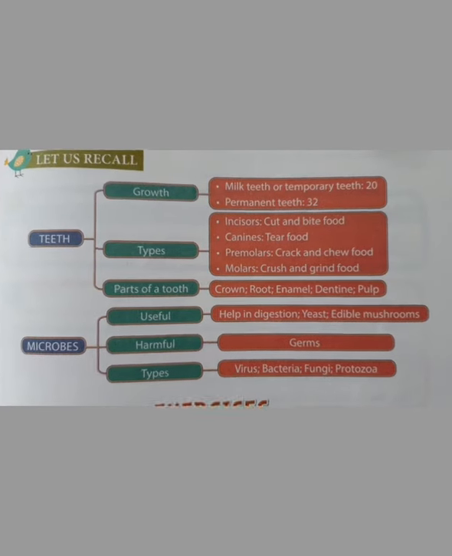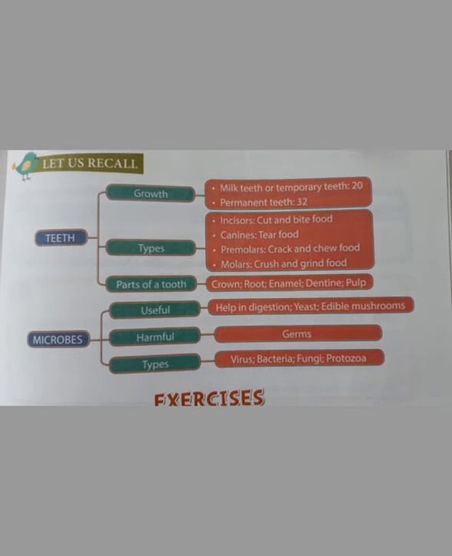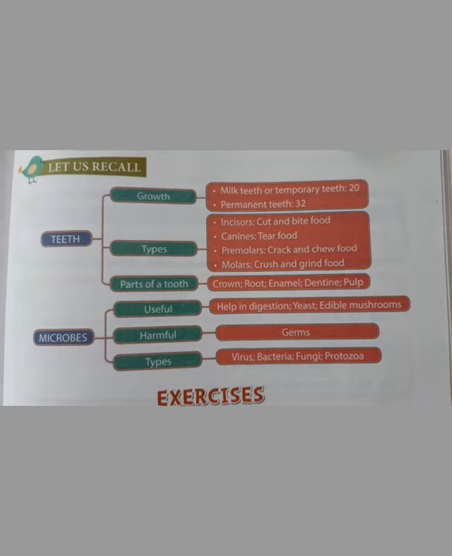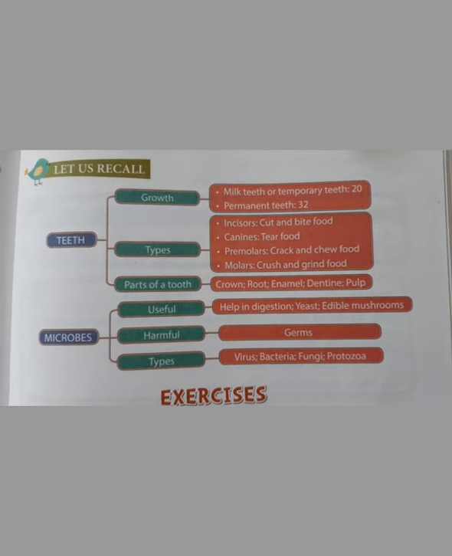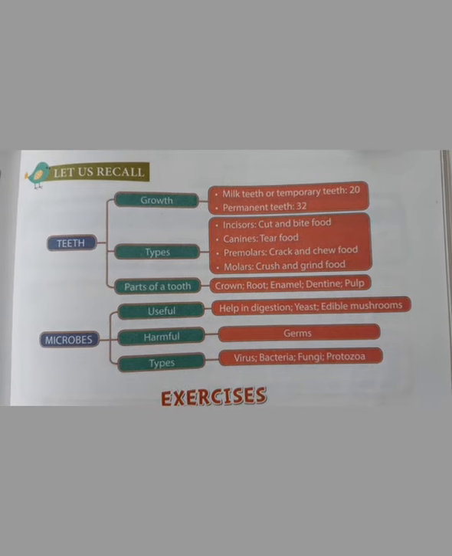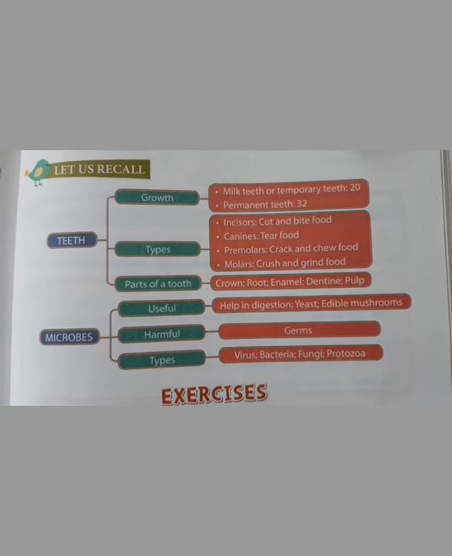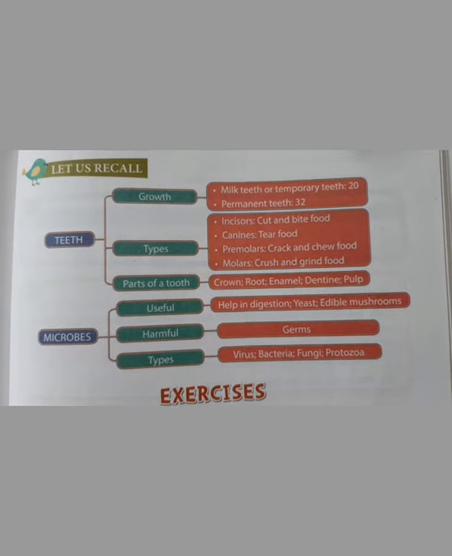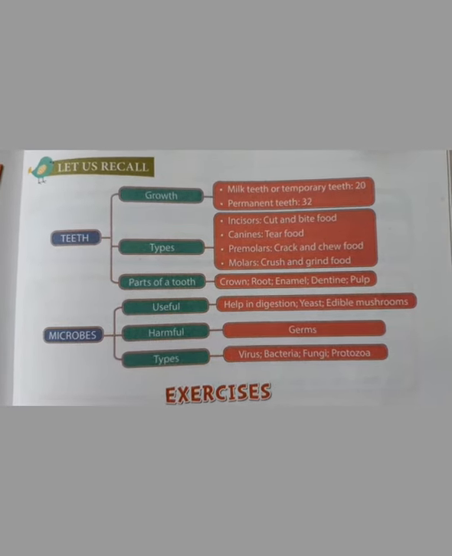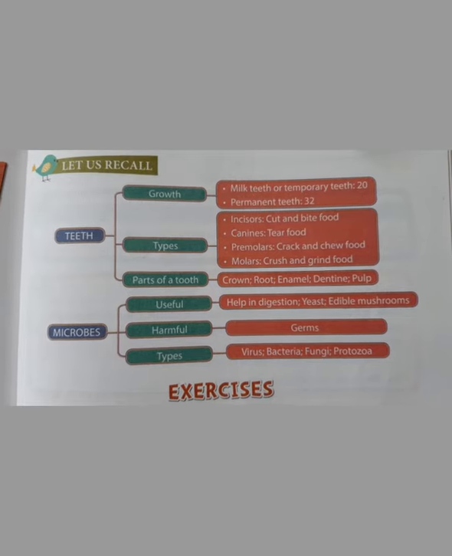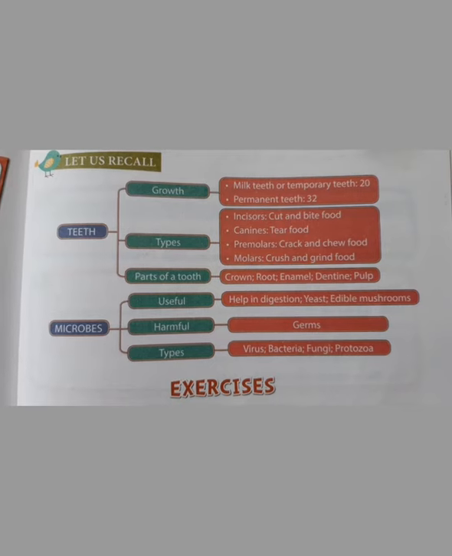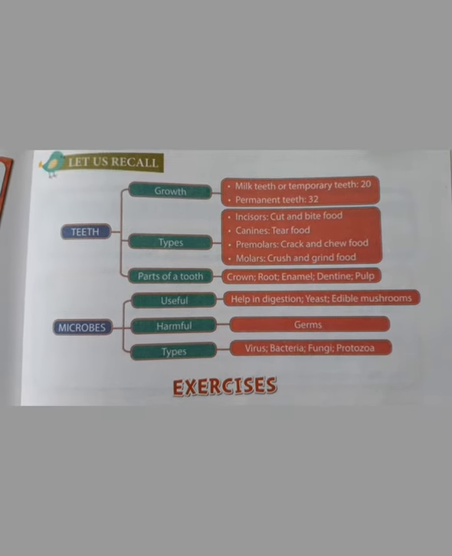Anyway, we would like to conclude this chapter. The chapter name is Teeth and Microbes, and we have discussed the growth of teeth. We have two types of teeth, which are milk teeth and permanent teeth. Next we discussed the different types of teeth: incisors, canines, premolars and molars. Incisors are used to cut and bite food. Canines are used to tear the food. Premolars are used to crack and chew the food. Molars are used to crush and grind the food.